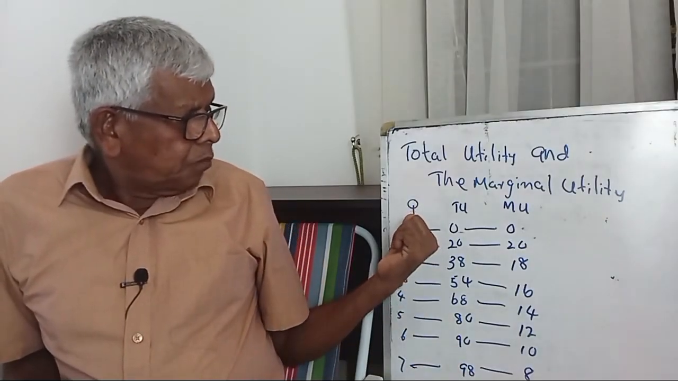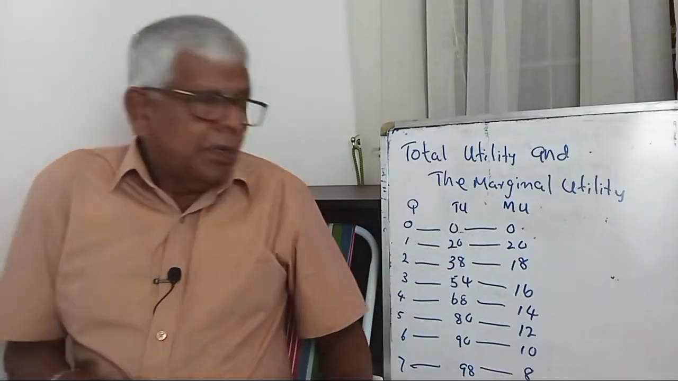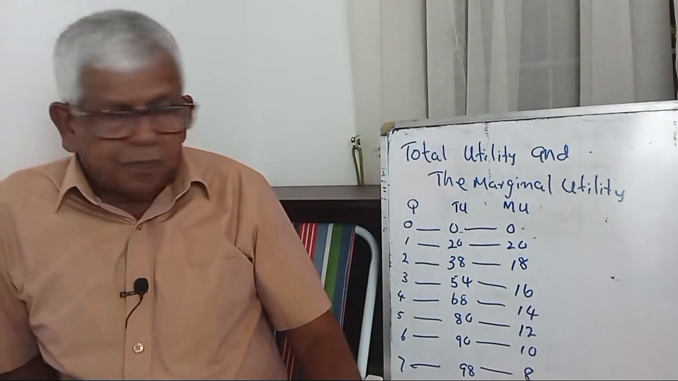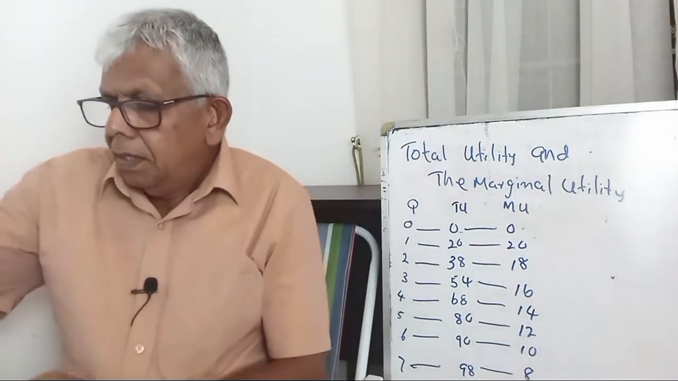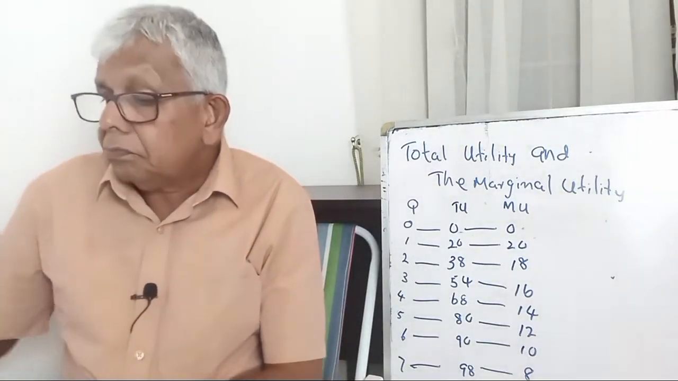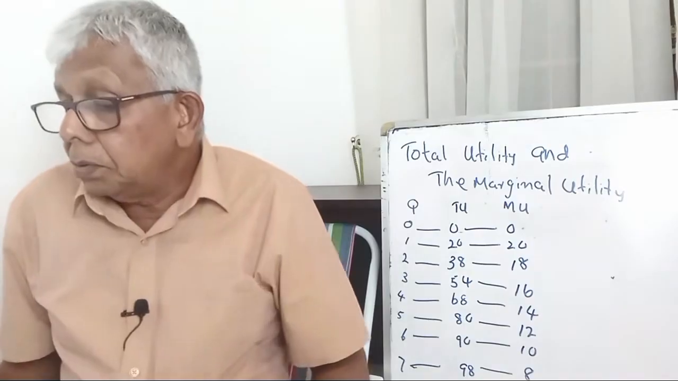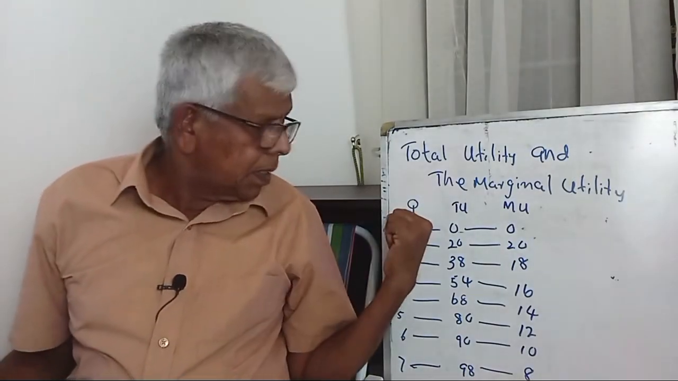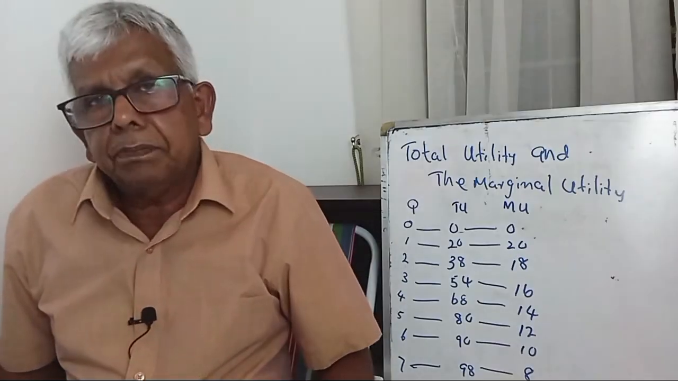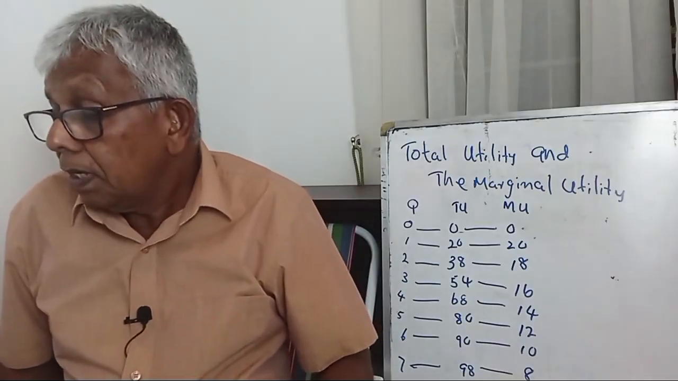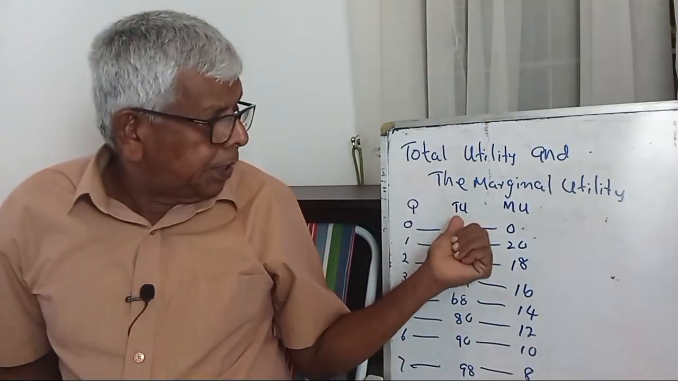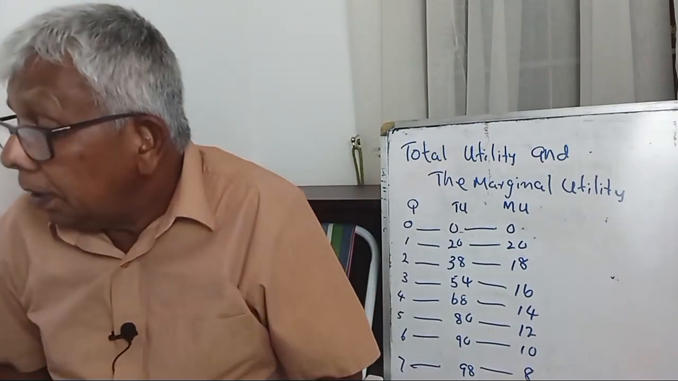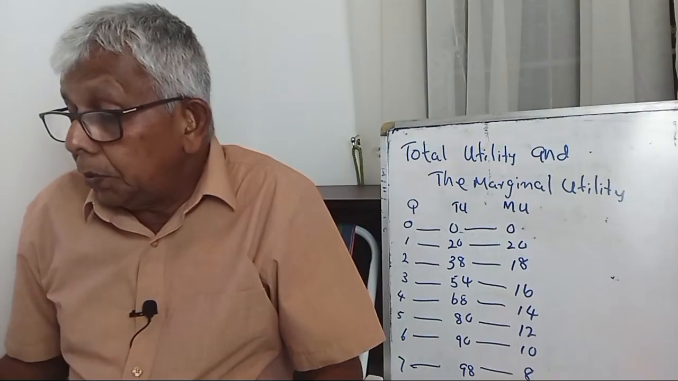Here, Q, TU, MU. We know Q is the number of units consumed, TU is total utility, MU is marginal utility.